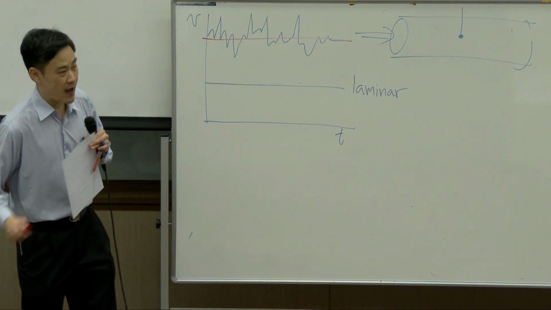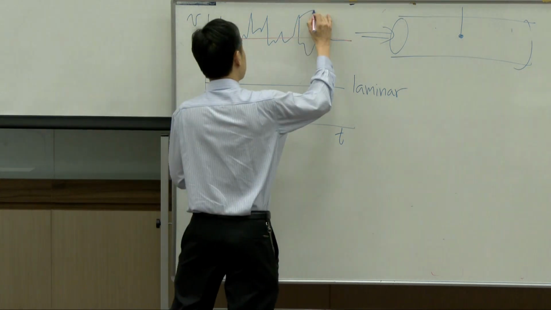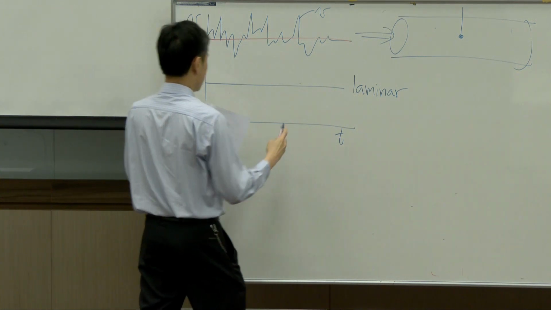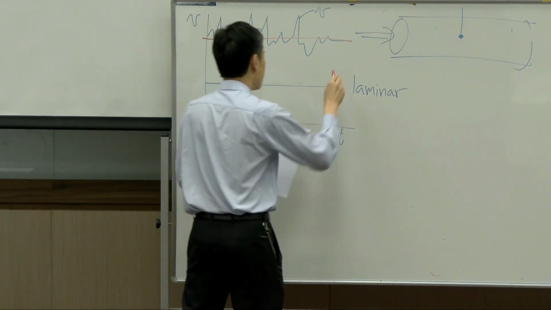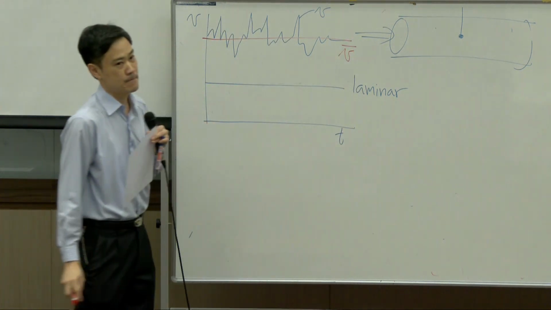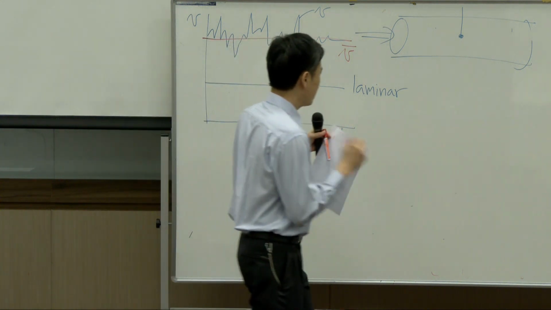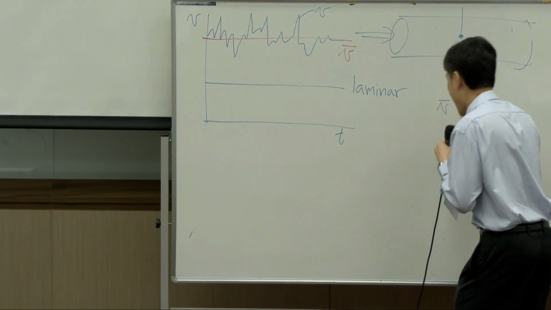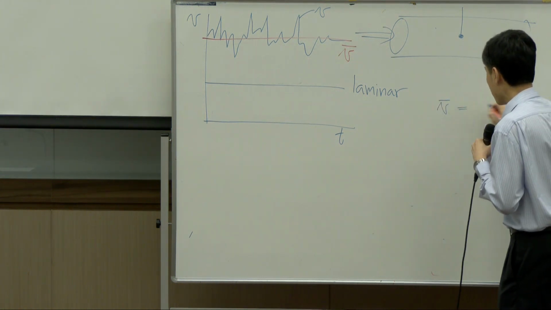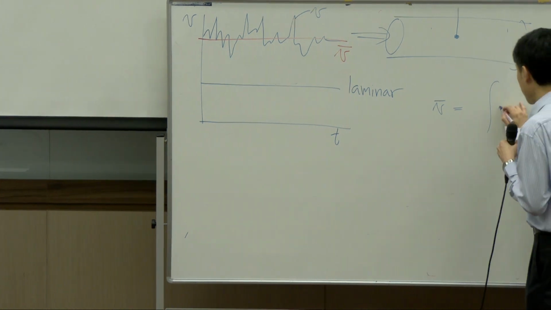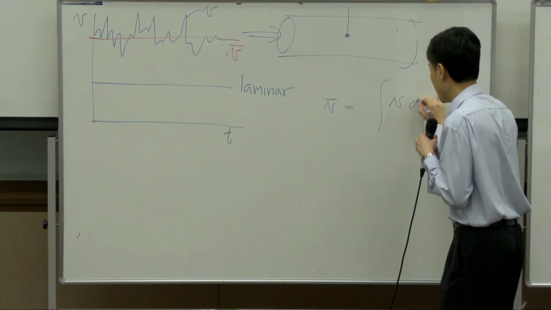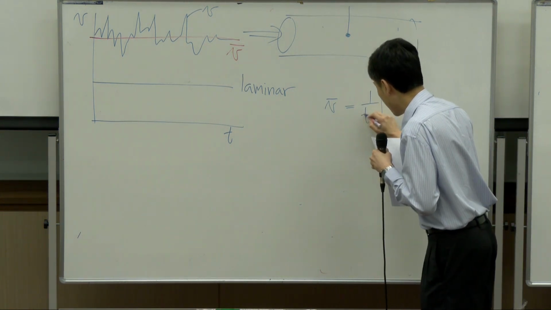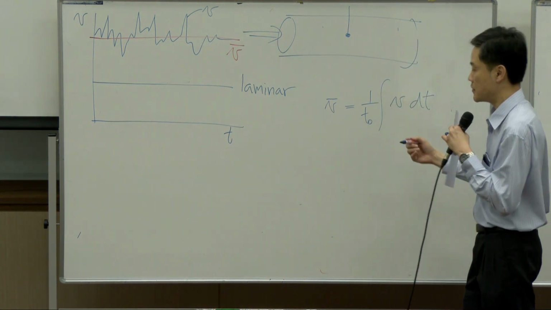So in chapter 5, the blue line is actual velocity. The red line is called average velocity, and it will be average with respect to the window of time. So V bar, the average velocity, can be calculated by integrating actual velocity with respect to time, and then you divide it by the length of time that you consider.